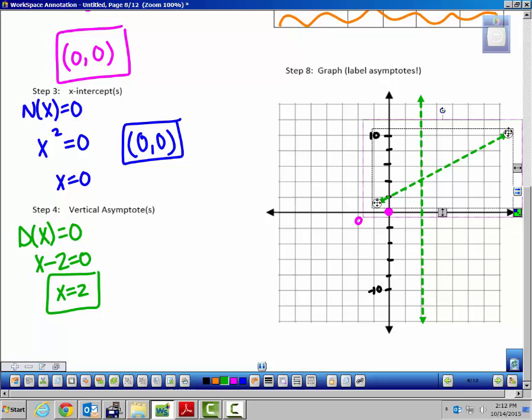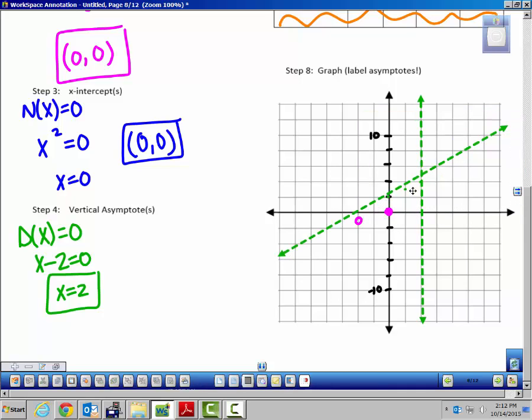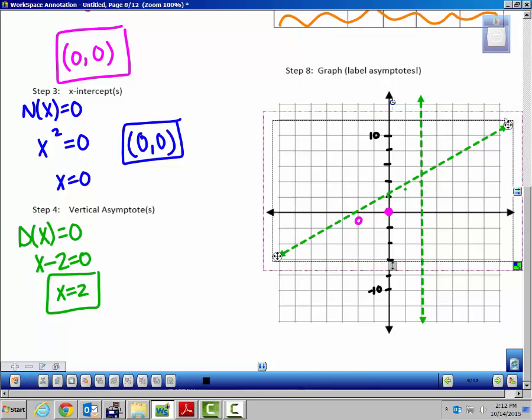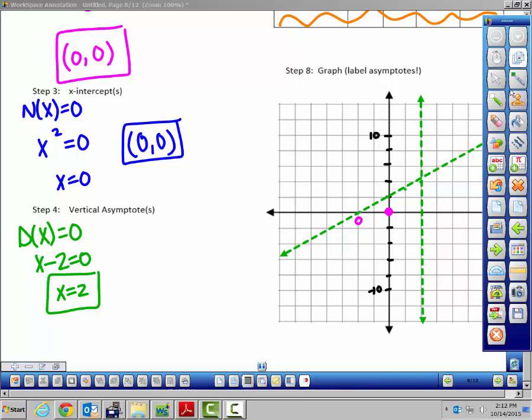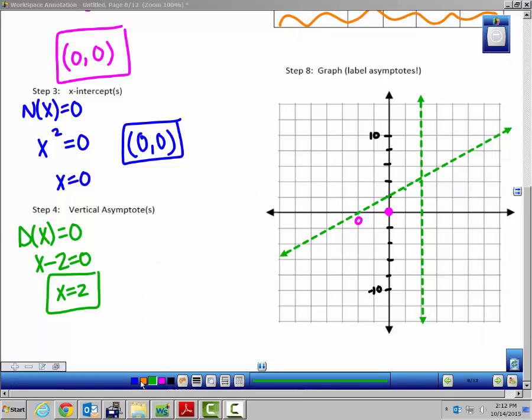Sticking, sorry. Okay, well, it's not going exactly through those points that it should. Something's messed up. I'm not seeing it shift, but you get the general idea, hopefully. Now we plot the points. Make sure you label those. So I have a slant asymptote, x plus 2, and a vertical asymptote, x equals 2.